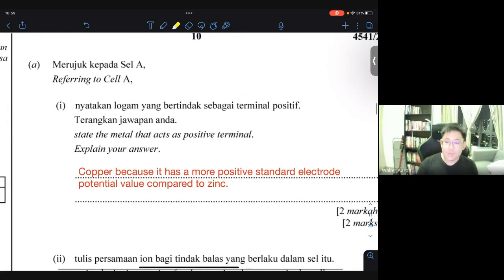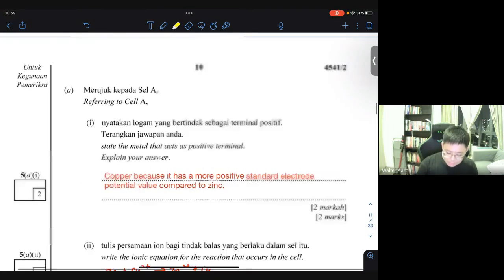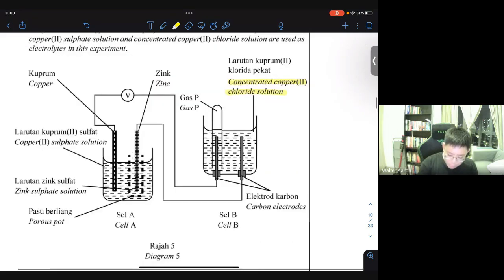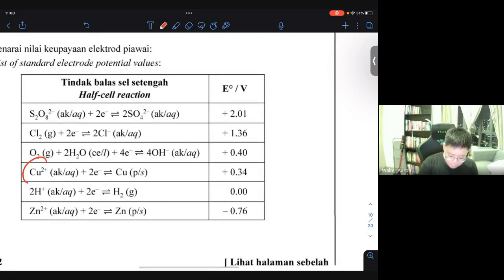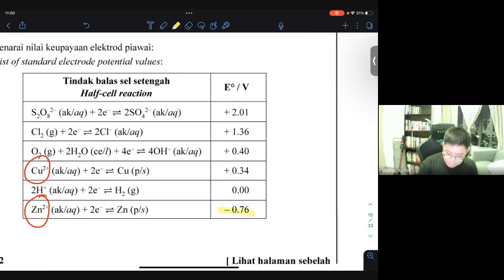So referring to cell A, which in this case is actually the voltaic cell, the chemical cell, state the metal that acts as a positive terminal and explain your answer. Now, between these two substances over here, you have one which is copper and one which is zinc. If you follow the electrochemical series, zinc is technically more negative, or should I say more electropositive, compared to copper. How do we know? Look at this. We have copper, we have zinc, and zinc's value is more negative than copper.